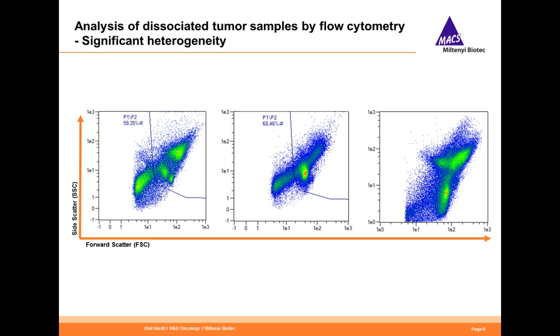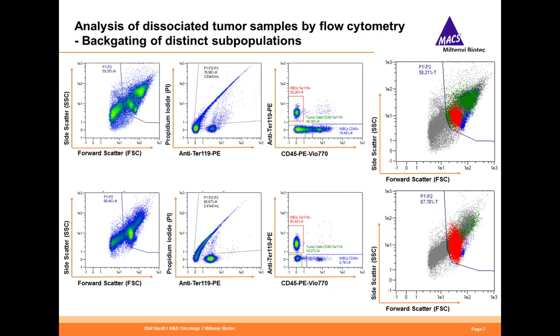And on this slide you see that in contrast to many other like cell lines or PBMC, there's a significant heterogeneity in dissociated tumors. So here you see 3 different examples of a dissociated tumor tissue, and you see they also look very, very different among each other. And this of course depends on the tumor type, but also varies from patient to patient.